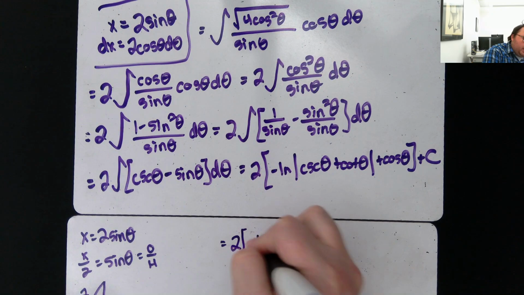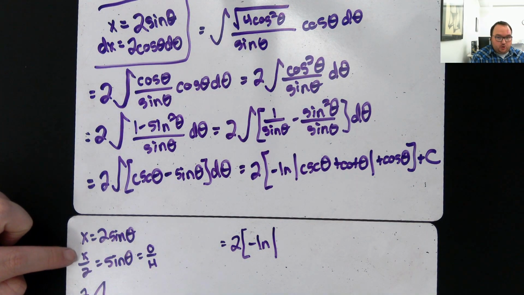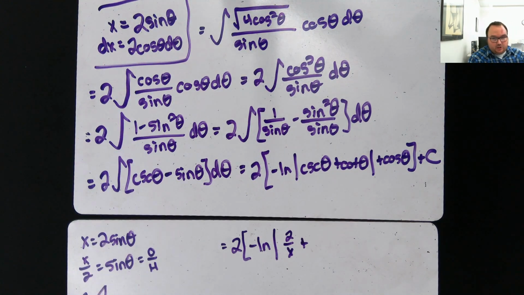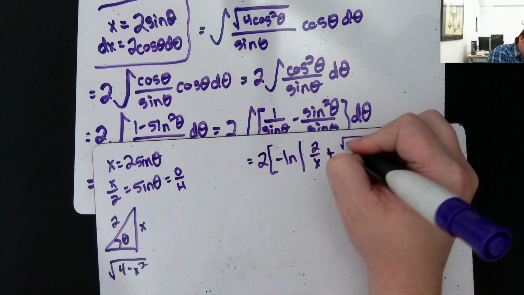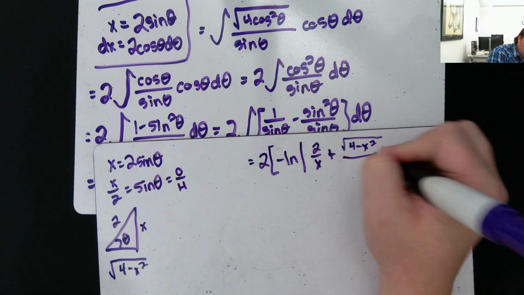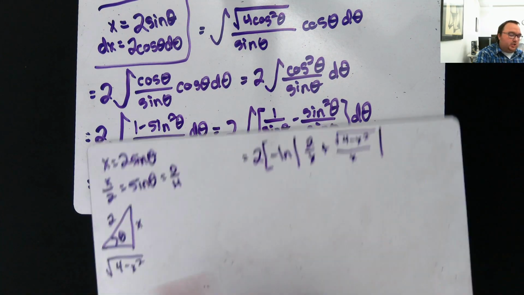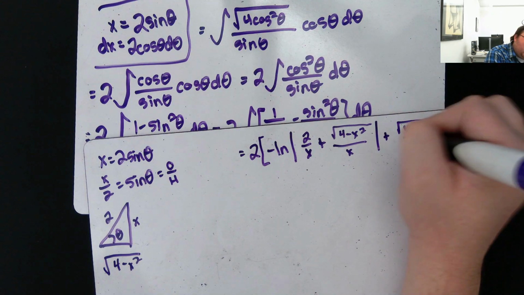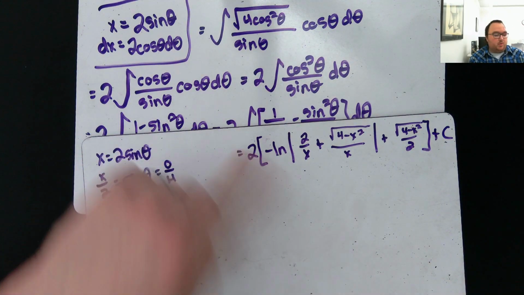2 times negative natural log. Again, cosecant is 1 over sine. If sine is x over 2, cosecant would be 2 over x, plus cotangent, which is adjacent over opposite, so square root of 4 minus x squared over x, plus cosine, which is adjacent over hypotenuse, so square root of 4 minus x squared over 2. All of that plus c, and then now I can distribute my 2.